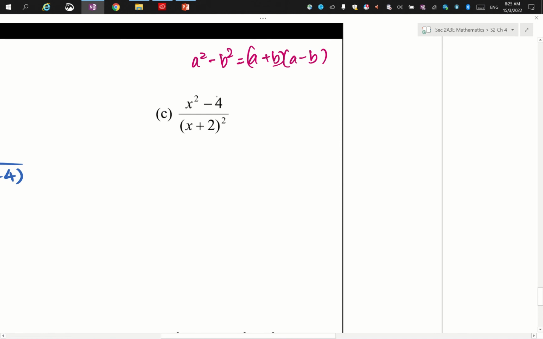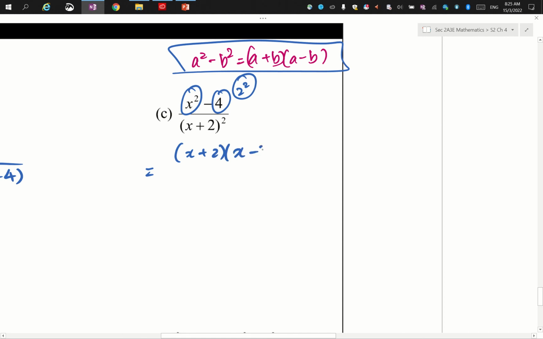Here we've got the difference of squares. Change of 4 to become 2 squared. So it becomes x squared minus 2 squared. That gives us x plus 2, x minus 2. This is the factorized form, divided by x plus 2 squared. So x plus 2 itself is a common factor, so cancel, left with 1 of it in the denominator. So x minus 2 over x plus 2.